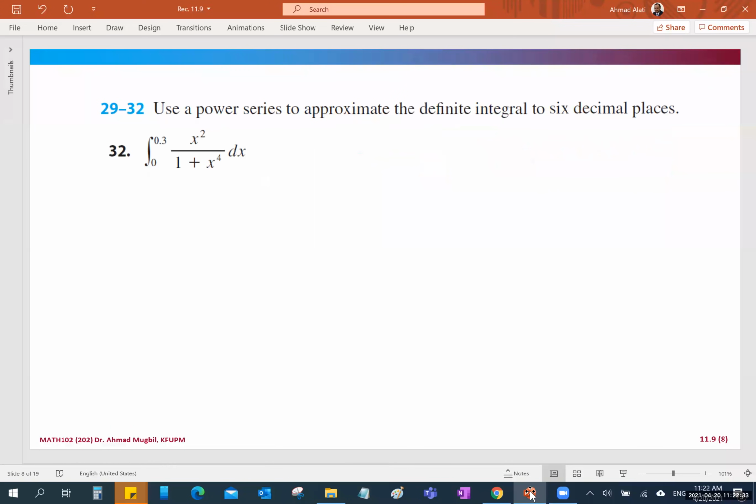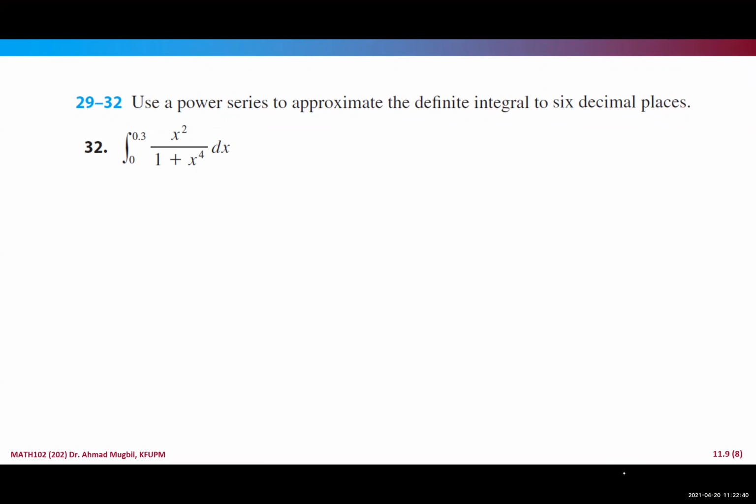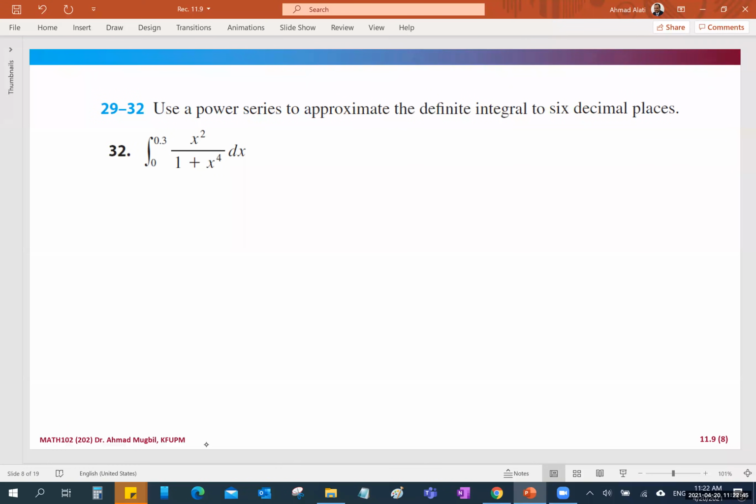Great. Let's now go to the next question. Again, I will give you a few seconds to think about it, and then we will solve it together. Use a power series to approximate the definite integral to 6 decimal places. We will not focus on the approximation process, especially if you need a calculator. But for this one, you can do it without a calculator. It is just time consuming.